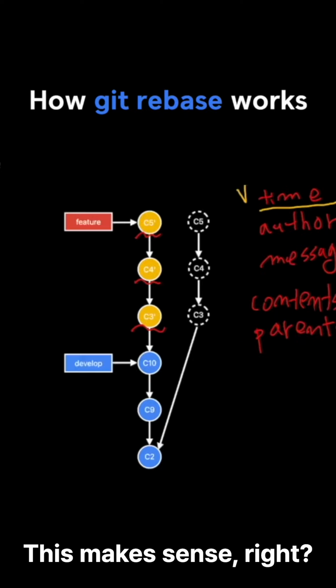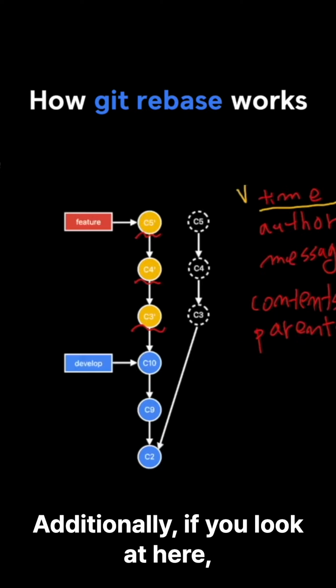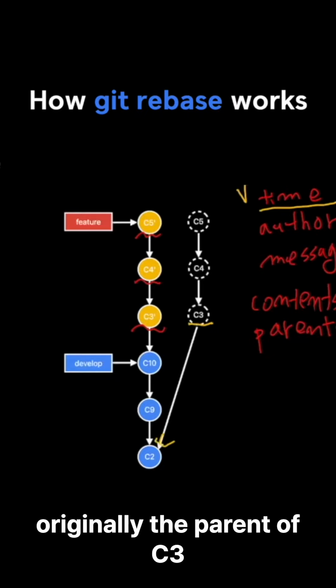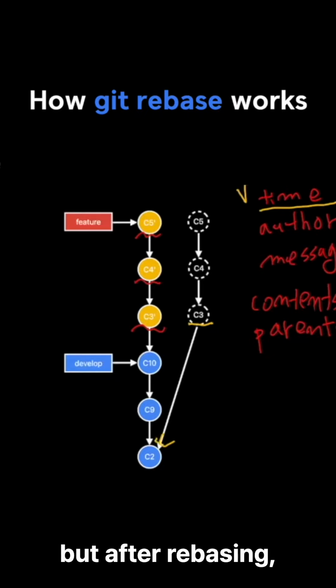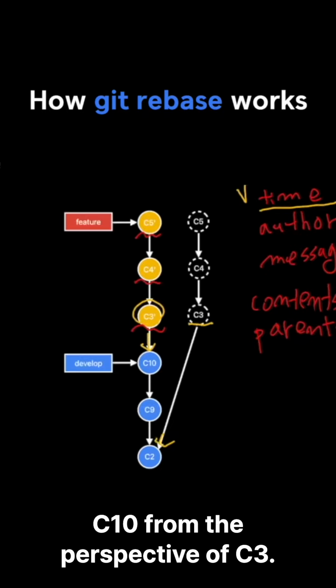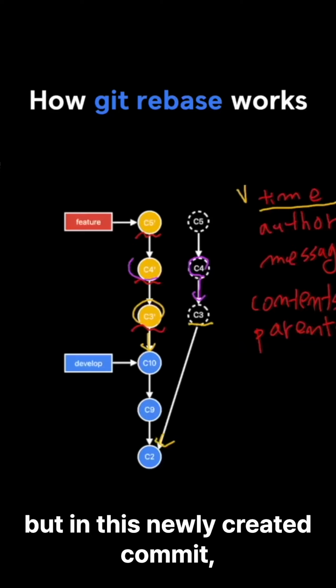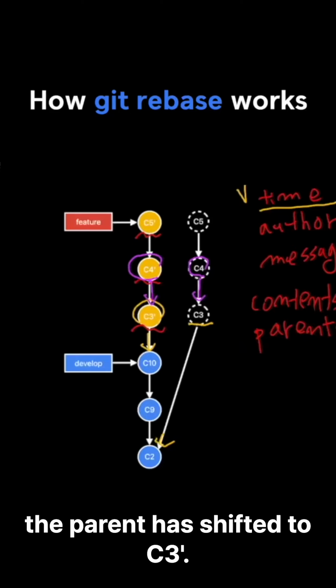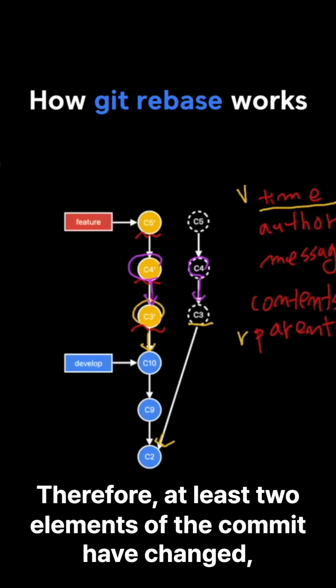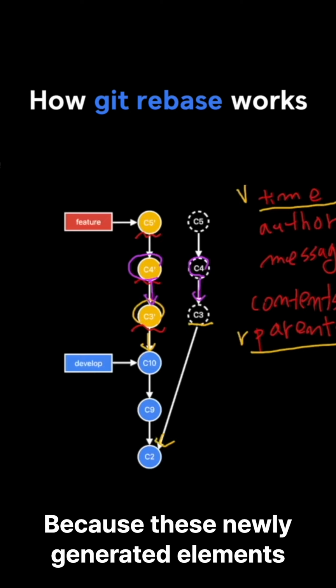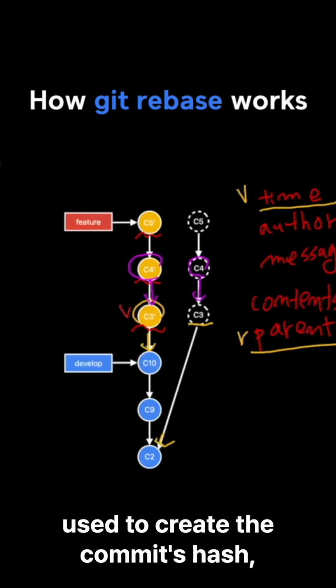This makes sense, right? Additionally, if you look here, originally the parent of C3 was C2, but after rebasing, its parent is now C10 from the perspective of C3. Furthermore, the parent of C4 was initially C3, but in this newly created commit, the parent has shifted to C3 apostrophe. Therefore, at least two elements of the commit have changed, the creation time and the parent, because these newly generated elements alter the input values used to create the commit's hash.